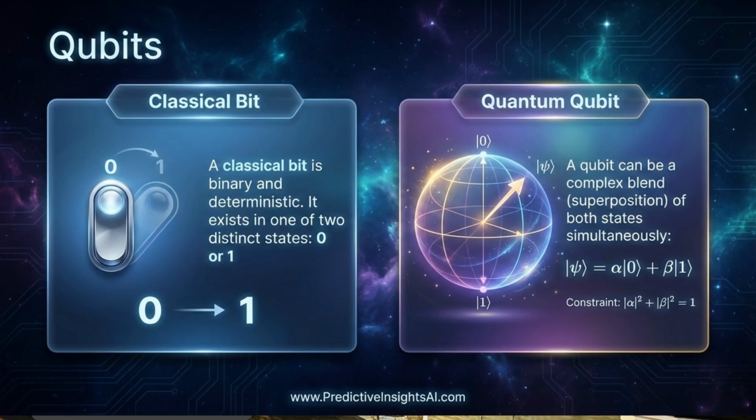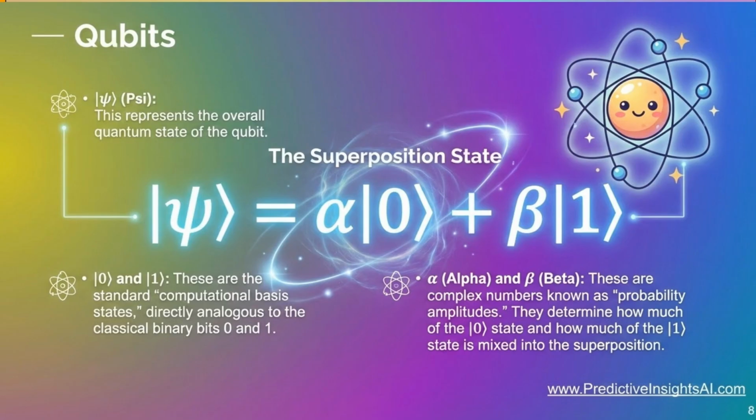A classical bit is binary and deterministic, existing in one of two distinct states, 0 or 1. In contrast, a quantum qubit uses superposition to be a complex blend of both states simultaneously, defined by the formula shown. This equation represents the superposition state of a qubit.